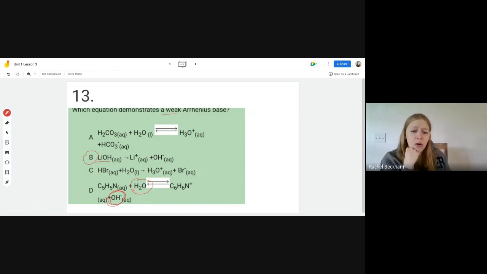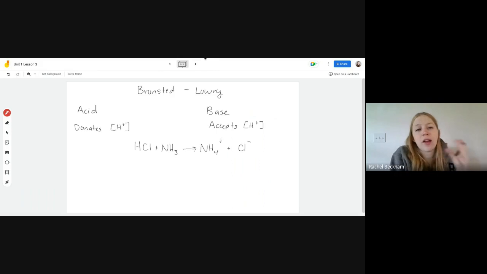But it's the H2O in this situation because it went from H2O on one side and then it broke off that H and it became just OH negative. And one of those H's went with the other one. It became C5H5 to C6H6. So it like donated an H there. And so this is our weak base. The answer is D here, not B, because that's a strong base. Okay, so that's Arrhenius acids and bases.